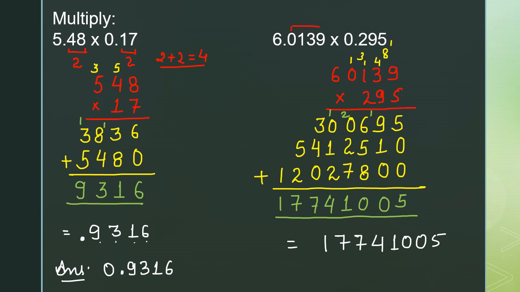So here we have 4 digits after decimal and in the multiplier 3 digits are there after decimal. So 4 plus 3 is equal to 7. So we have to count 7 places from the right side in the product. 1, 2, 3, 4, 5, 6, 7 and place decimal before 7. So the answer is 1.77410005.